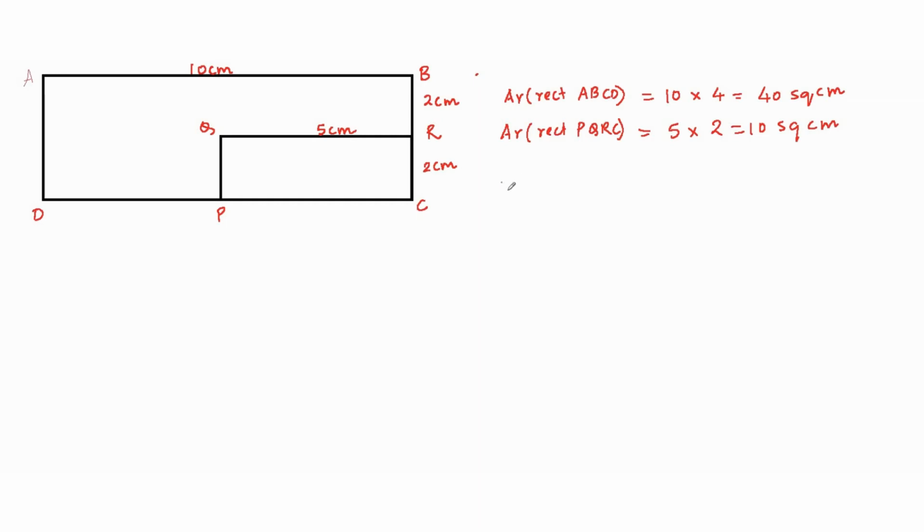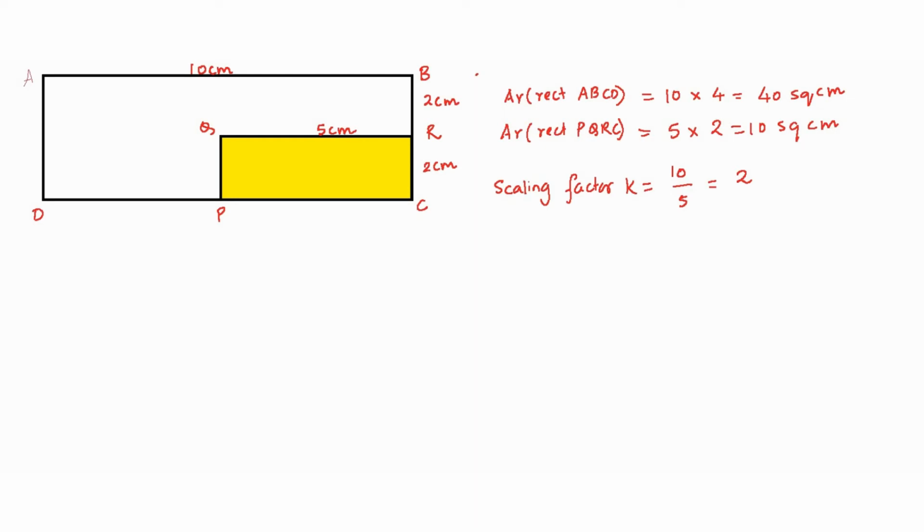Now let us find the scaling factor. What is the scaling factor here? The scaling factor is basically the ratio of their corresponding sides. That's going to be 10 upon 5. So the scaling factor here is 2. So the sides of the smaller rectangle have been doubled to get the larger rectangle. That is what it means.